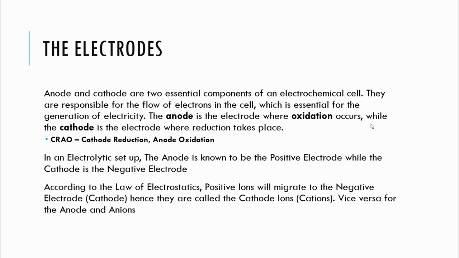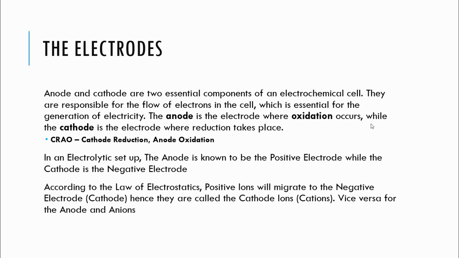So anode and cathode are two essential components of an electrochemical cell. They are responsible for the flow of electrons in the cell, which is essential for generation of electricity. Very important. The anode is the electrode where oxidation occurs, while the cathode is the electrode where reduction takes place. So I need you to understand. Just take this mnemonic: Kraho. Your cathode is reduction while your anode is oxidation. You should never forget this statement. They will ask you.